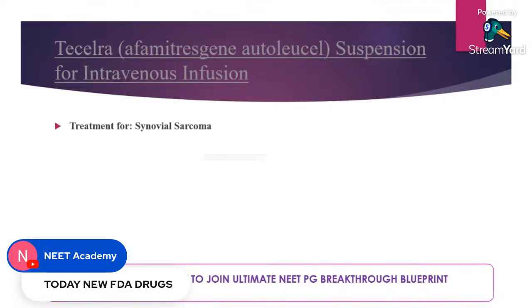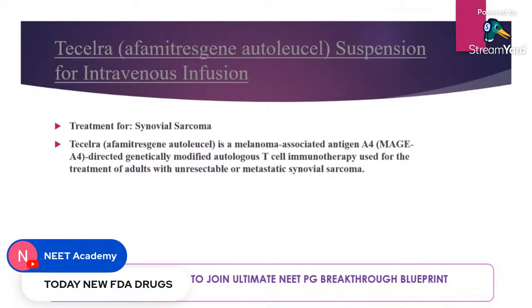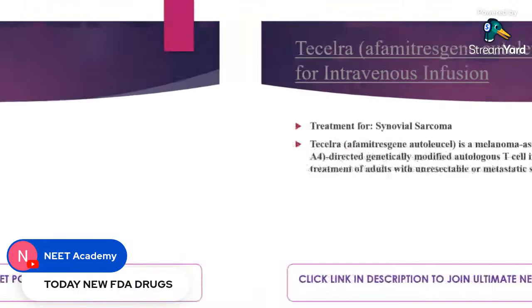Tecelra. Tecelra is used for the treatment of synovial sarcoma. Tecelra is a melanoma-associated antigen A4, MAGE-A4, directed genetically modified autologous T-cell immunotherapy used for treatment of adults with unresectable or metastatic synovial sarcoma.